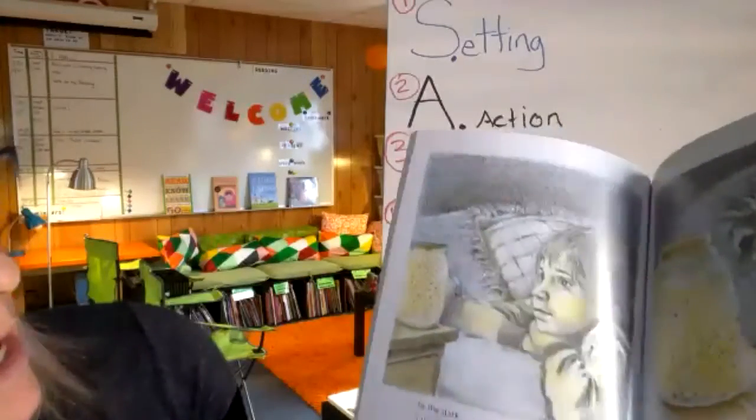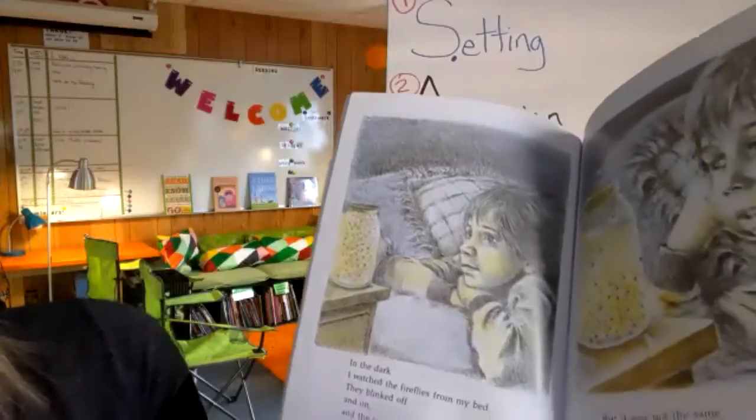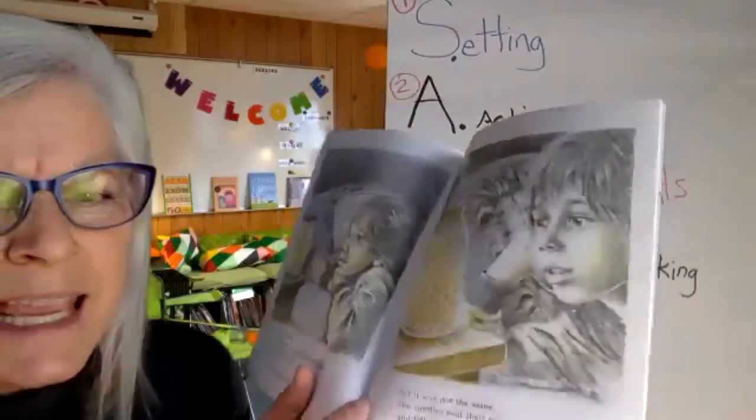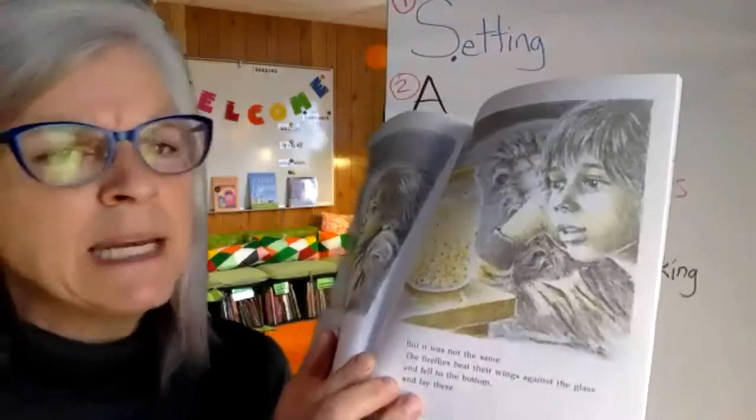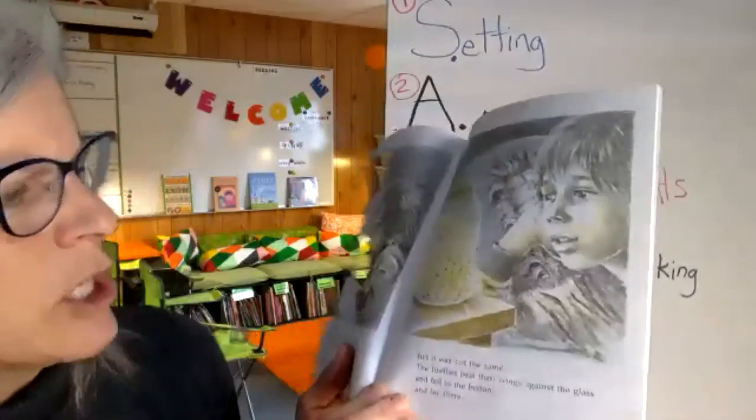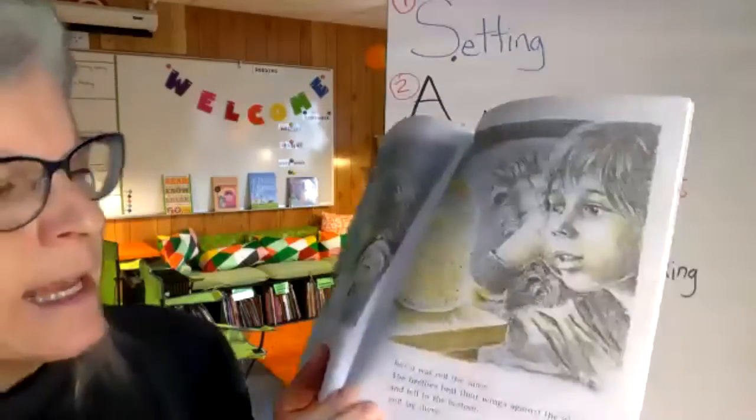"Here we go. In the dark, I watched the fireflies from my bed. They blinked off and on, and the jar glowed like moonlight. But it was not the same." So is anything happening in the story right now? Any action? Not much, right? He's just watching the jar. "The fireflies beat their wings against the glass and fell to the bottom where they lay."